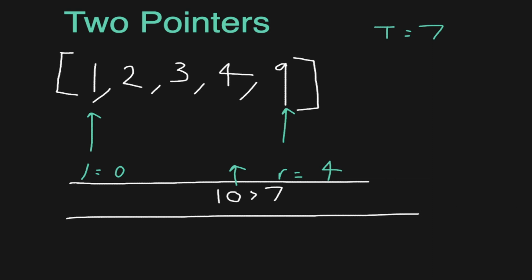And then what we've got is 1 plus 4. So 1 plus 4 is 5, and that's less than 7. So this time it's less than 7. So we need to move the other pointer to the right one.